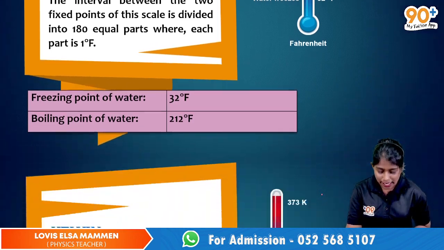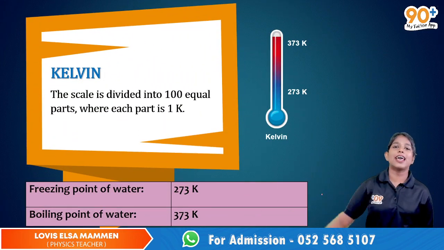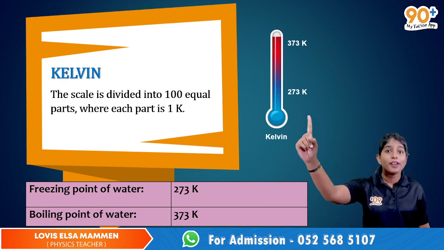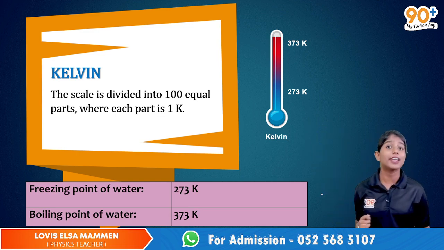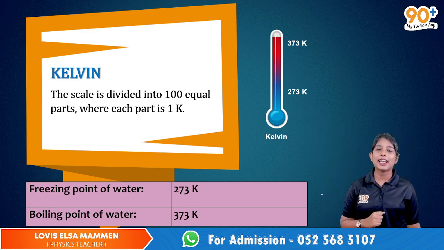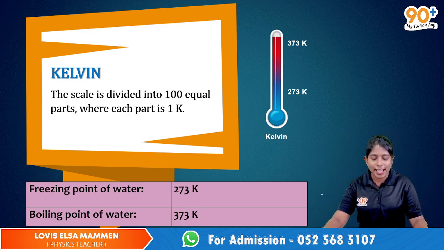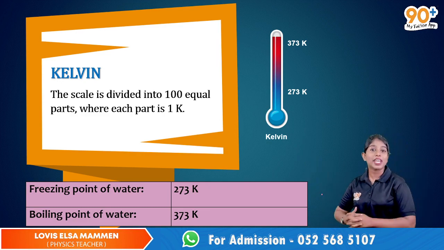Okay, so the last temperature scale is the Kelvin scale. So this is a Kelvin scale. Here you can see that water freezes at 273 Kelvin and water boils at 373 Kelvin, right? Yes, so we can say that here also it is divided into 100 equal parts. And each part will be 1 Kelvin. So these will be the three temperature scales.